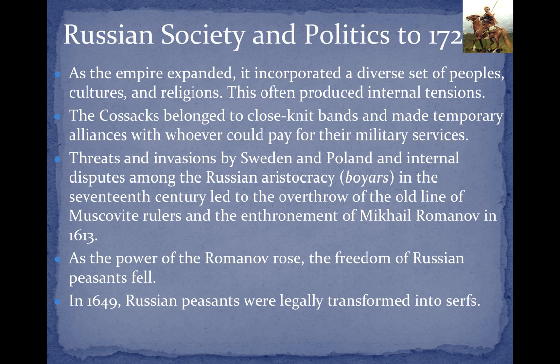Threats and invasions by Sweden and Poland, and internal disputes among the Russian aristocracy, who were called the boyars, in the 17th century, led to the overthrow of the old line of Muscovite rulers and the enthronement of a new ruler named Mikhail Romanov in 1613. The Romanov rulers combined consolidation of their authority with territorial expansion to the east. And as the power of the Romanov rose, the freedom of Russian peasants fell. In 1649, Russian peasants were legally transformed into serfs.